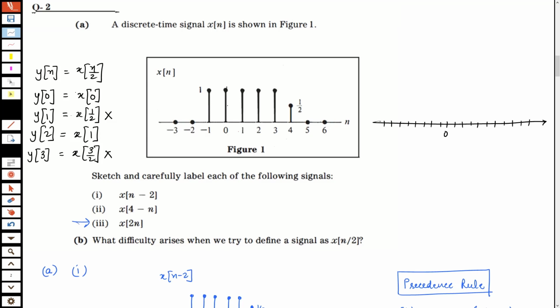the same thing happens on the negative side as well, right? So y of minus 1 is what? x of minus half, which doesn't exist. But what is y of minus 2? x of minus 2 by 2, that is x of minus 1. So this we have, right?